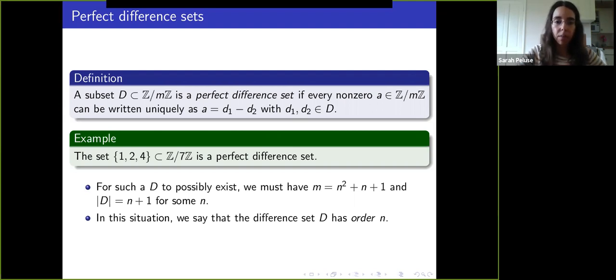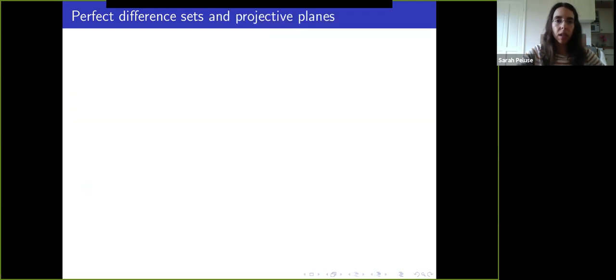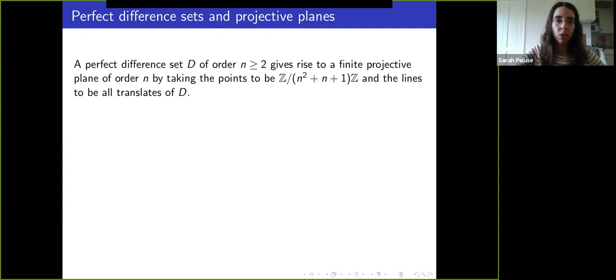This terminology mirrors the situation in the study of finite projective planes, and the reason for that is that any perfect difference set gives rise to a projective plane. If that perfect difference set is of order n, then the finite projective plane you get has order n as well. You just take the points to be the elements in your cyclic group and the lines to be all translates of your difference set.